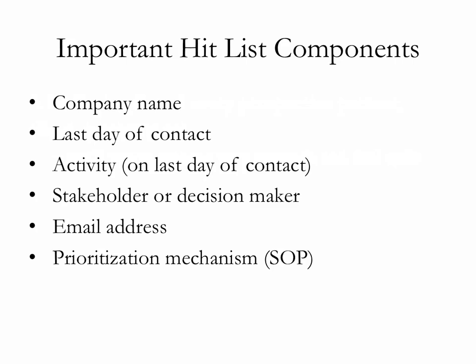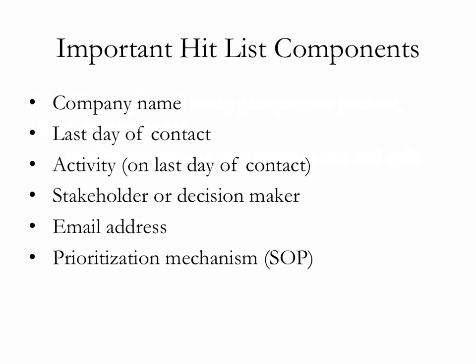Here are some important components that you want to have on your hit list. First, company name. So the company that you're prospectively doing a deal with or a partnership with. The last time you spoke to the person at this company, that's your current contact, what that activity was on that last day of contact. So was it an email? Was it a meeting? Was it an in-person meeting or a phone call?